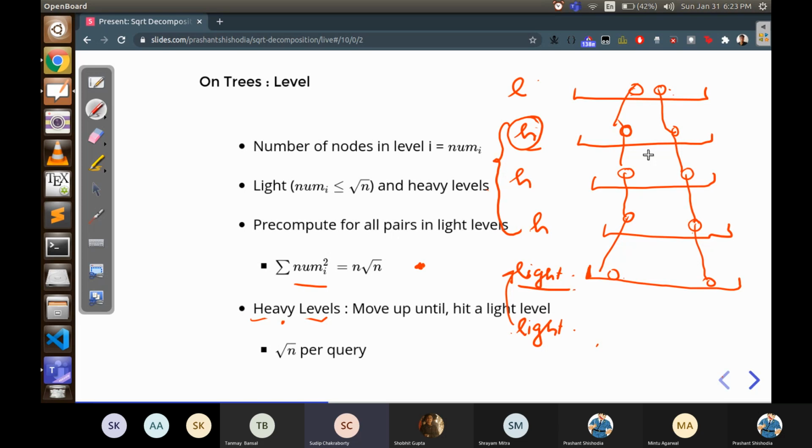Okay, so there are root n light levels, and there can be O(root n) pairs in the heavy levels, and there can be O(root n) pairs in a light level. So each of them will affect at most O(root n). Each heavy level will affect at most O(n) pairs. So that will add O(n root n) extra to the complexity. That is the same.